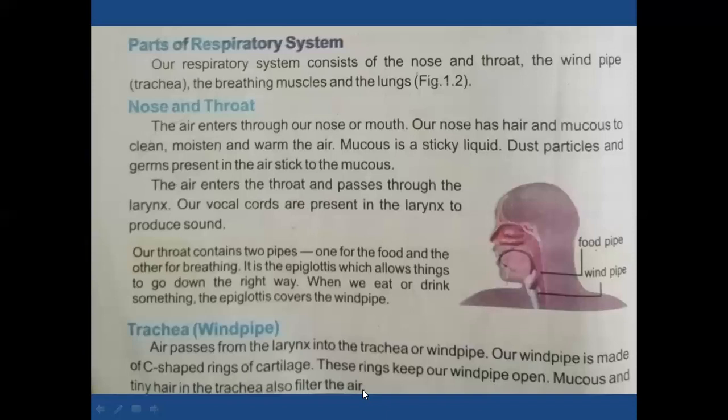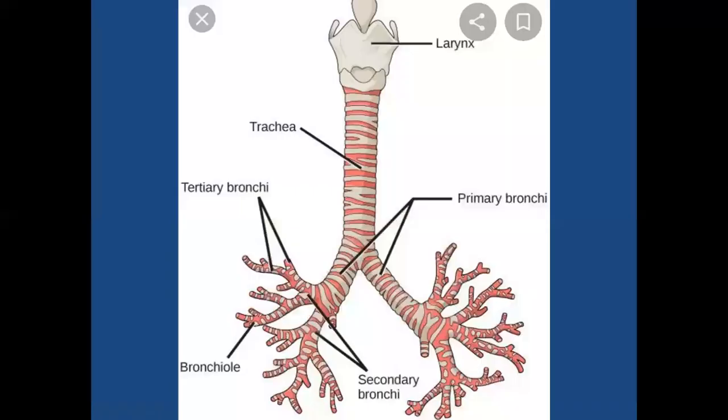Just as the hairs and mucus present in the nose, which we discussed in the previous lecture, filter the air, the trachea also filters the air.